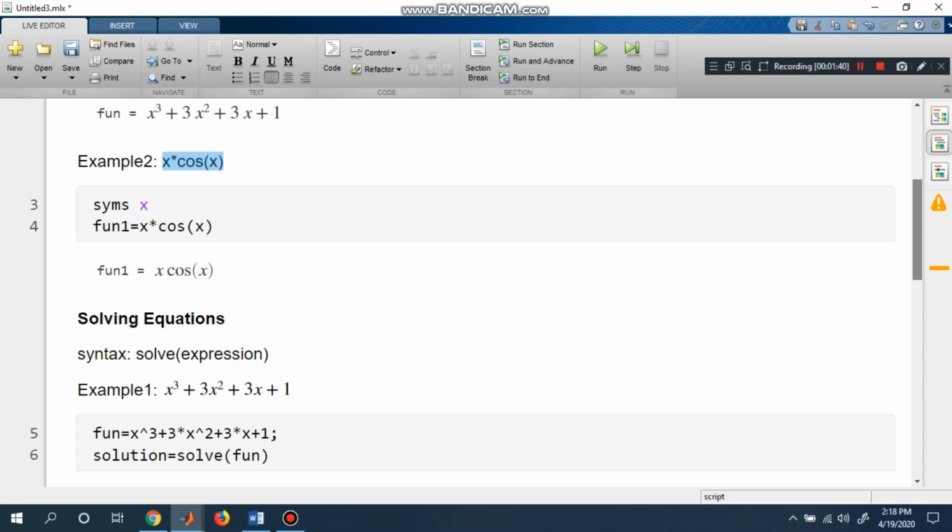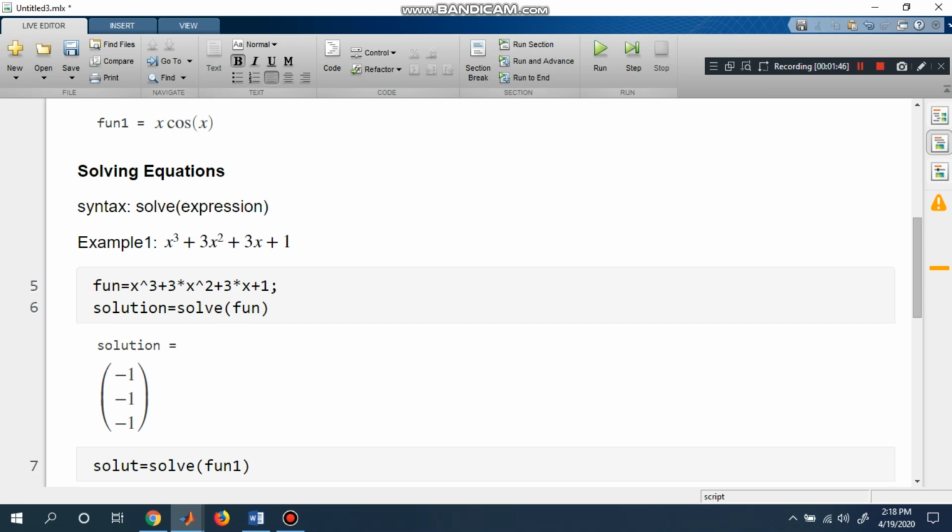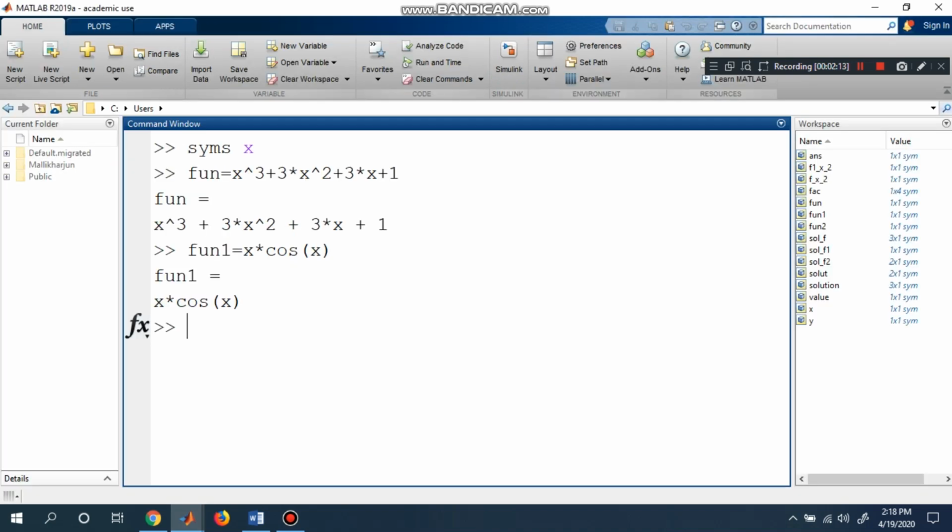Now how do you solve the equations? Whatever the expression, how do you find the solution of that? For that the MATLAB syntax is solve, and whatever the expression here. Let us take the same example, where we know how to create the mathematical expression symbolically. Using this solve for the expression we got minus 1, minus 1, minus 1. I'll type the same thing in the command window, solve of the function.